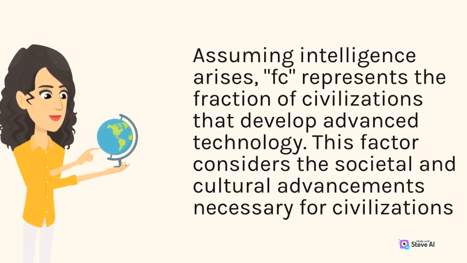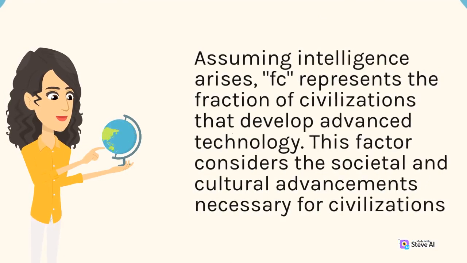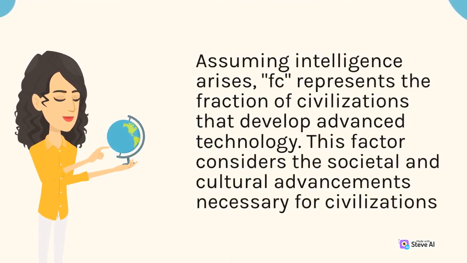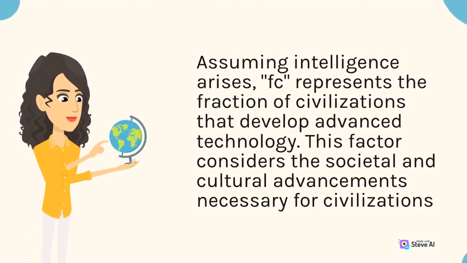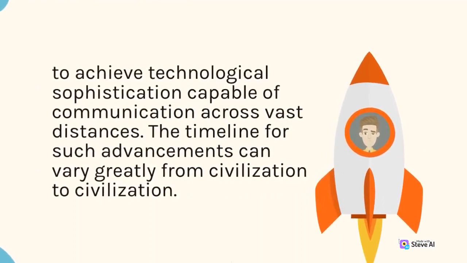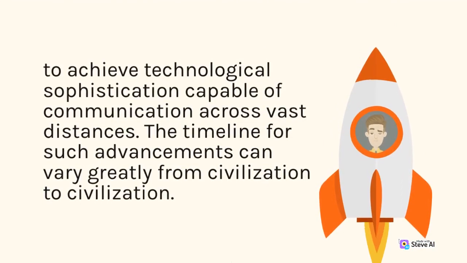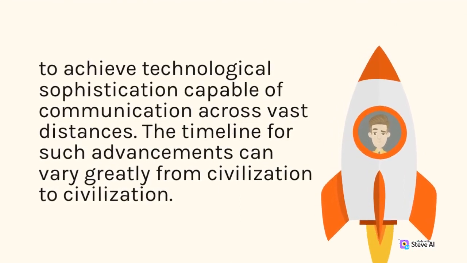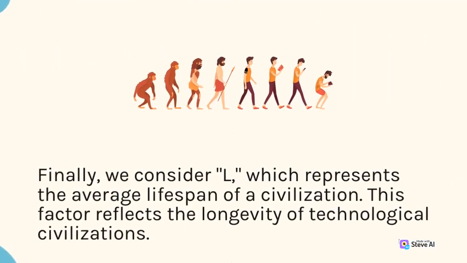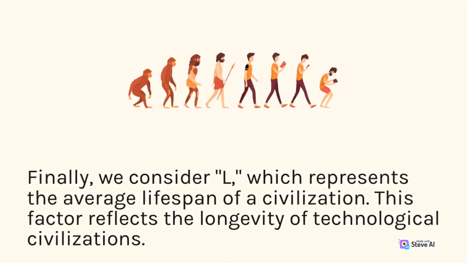Assuming intelligence arises, FC represents the fraction of civilizations that develop advanced technology. This factor considers the societal and cultural advancements necessary for civilizations to achieve technological sophistication capable of communication across vast distances. The timeline for such advancements can vary greatly from civilization to civilization. Finally, we consider L, which represents the average lifespan of a civilization. This factor reflects the longevity of technological civilizations.